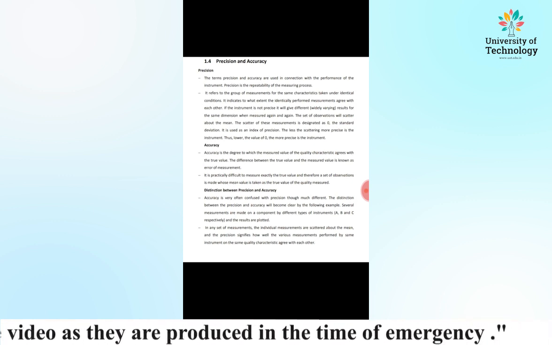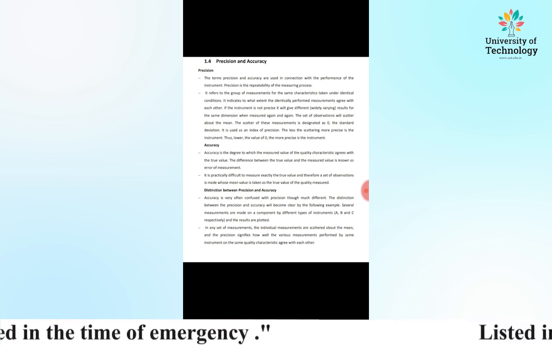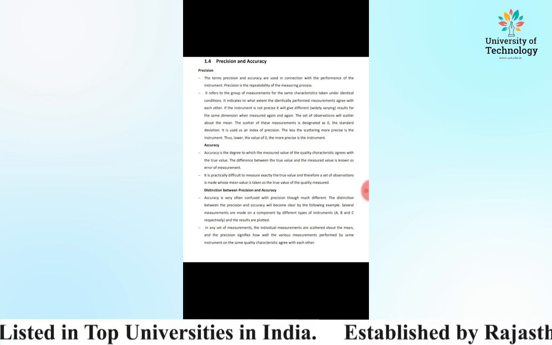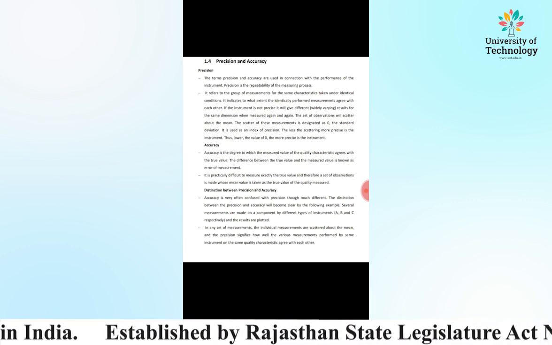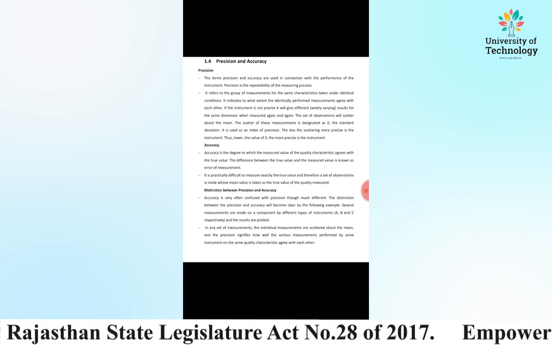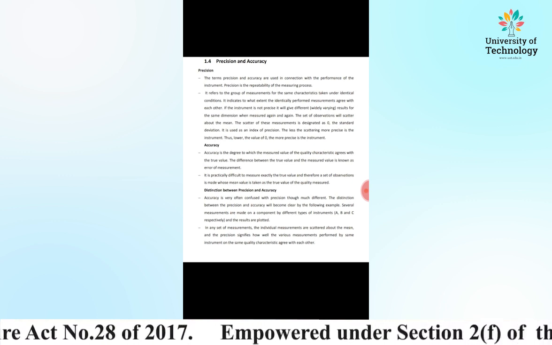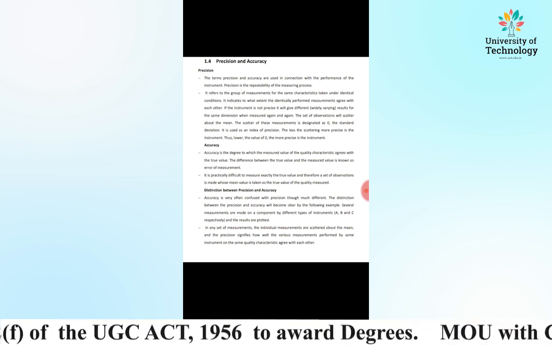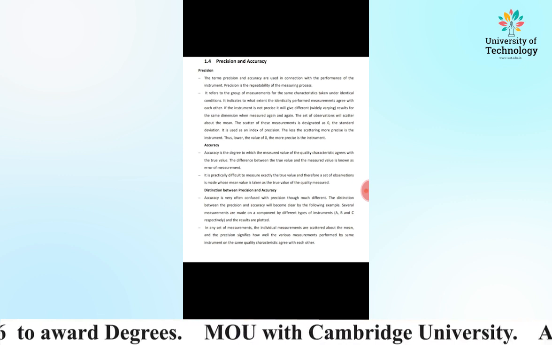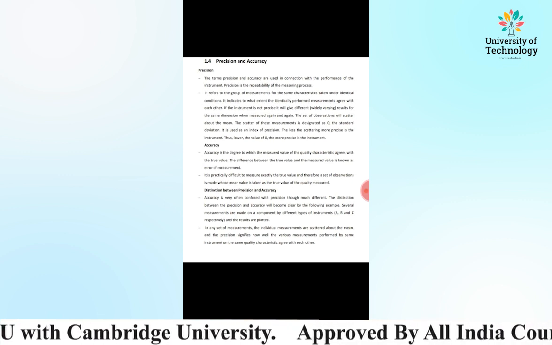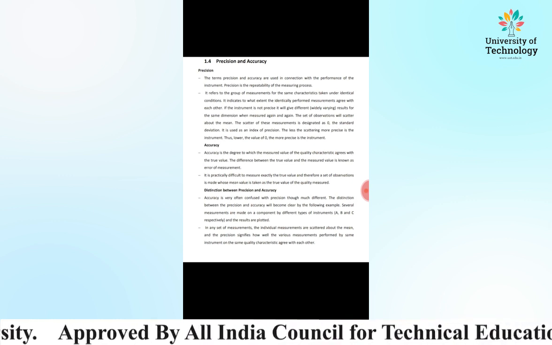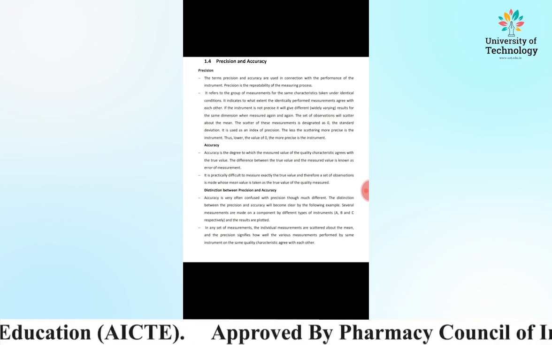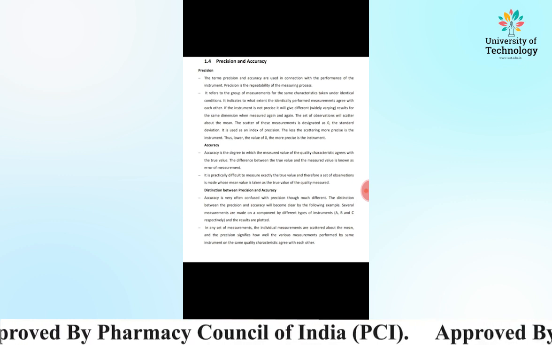And now we discuss the difference between precision and accuracy. Accuracy is very often confused with precision, though they are much different. The distinction between precision and accuracy will become clear by the following example. Several measurements are made on a component by different types of instruments, such as 1, 2, 3, or first, second, third, or you can say A, B, C, and the results are plotted.